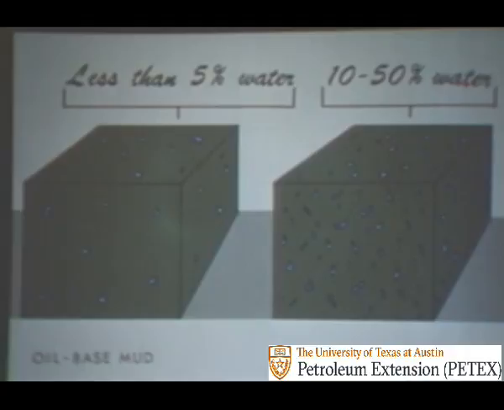The amount of water emulsified in the oil determines what type of oil mud is formed. An oil-based mud generally contains less than 5% water. An invert oil mud generally contains from 10 to 50% water.